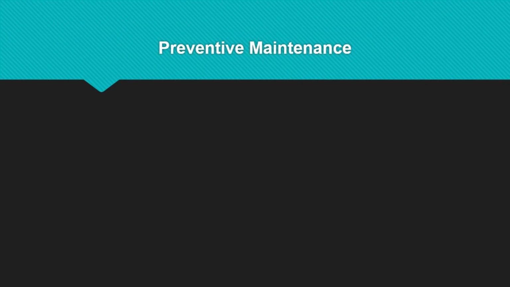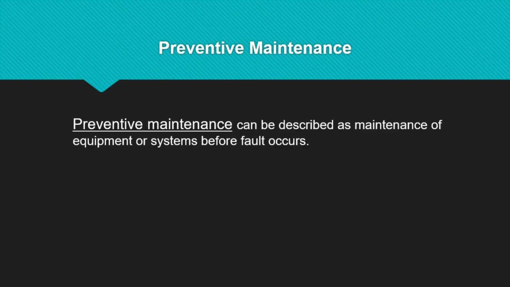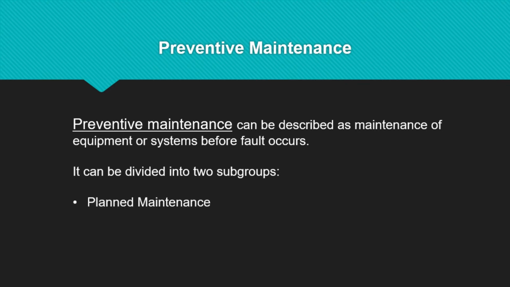To start with, let us define preventive maintenance. When we say preventive maintenance, it can be described as maintenance of equipment or systems before fault occurs. It can be divided into two subgroups: the planned maintenance or PM and condition-based maintenance or CBM. Let us discuss each of them.